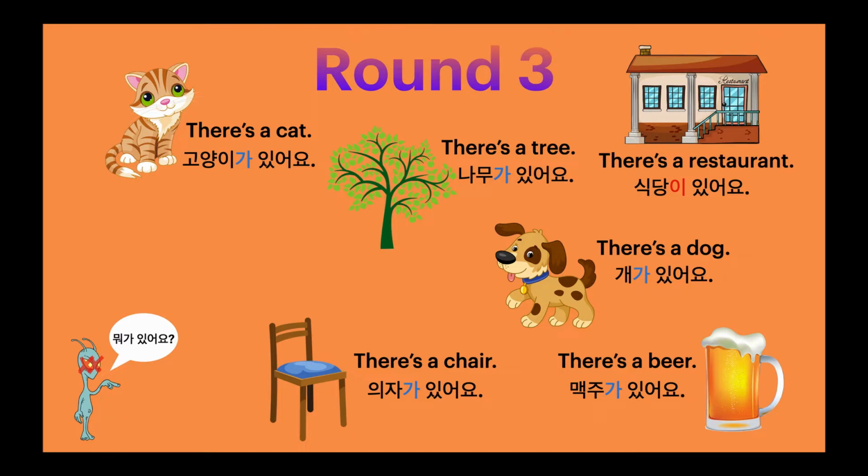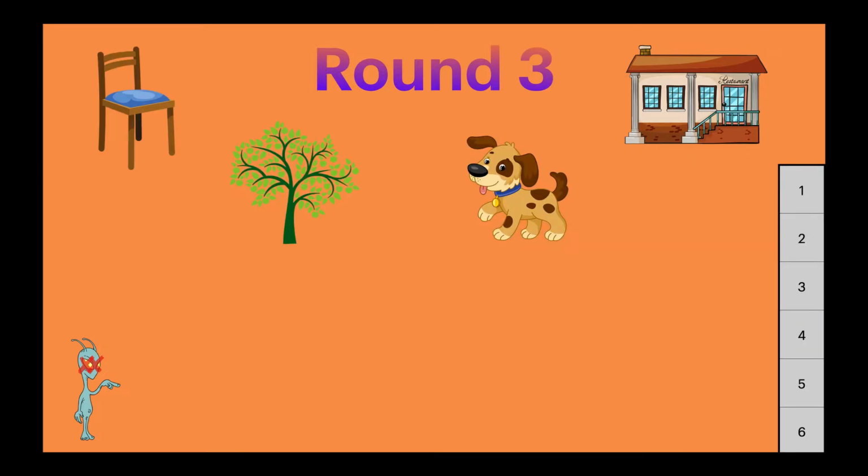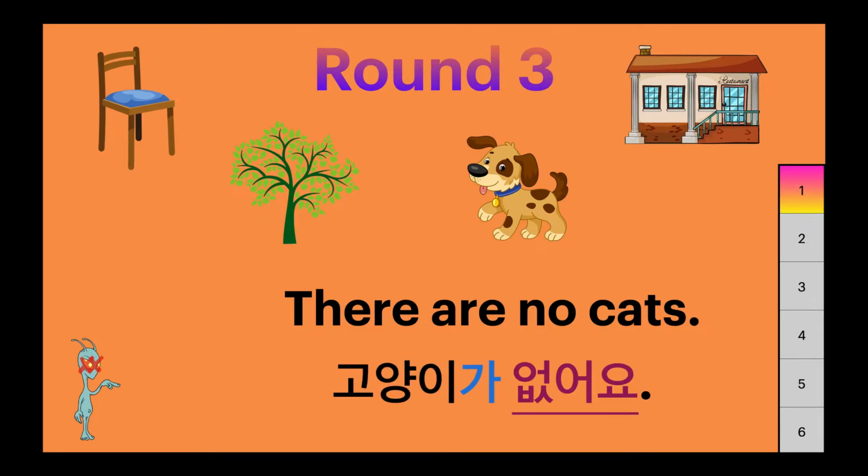So the grammar to keep in mind here is that 이 and 가 are the subject particles. Any noun that ends with a vowel will be followed by 가, and any noun that ends with a consonant will be followed by 이. And then 있어요 literally means to exist. But this time, let's go ahead and take a look at a new scene and tell them what we don't see. There are no cats. 고양이가 없어요.